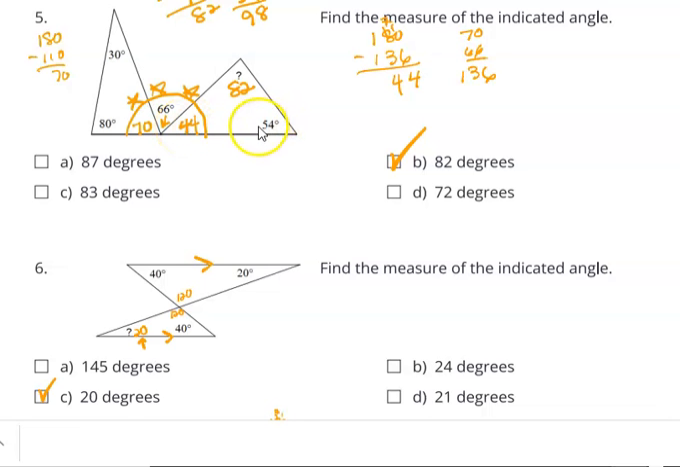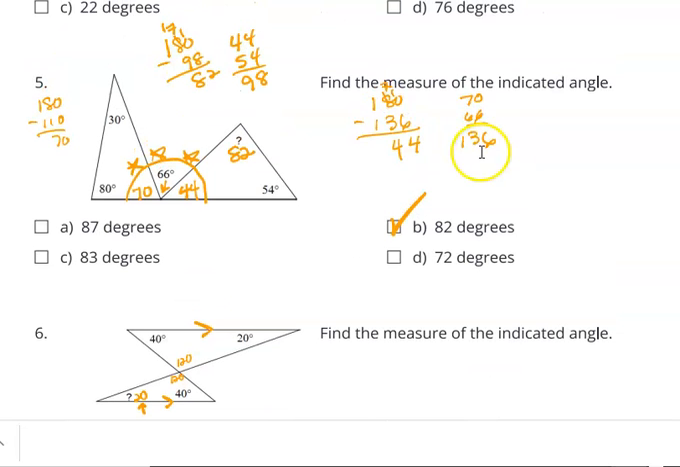They told me this angle was 54. Let me do this for a sec. I'm going to add 44 and 54, and I get 98. In order to get the question mark angle, I'm going to subtract the 98 from the 180 degrees I know is in a triangle, and I get 82. So this angle up here, the question mark angle, is 82 degrees, and I'm all set.